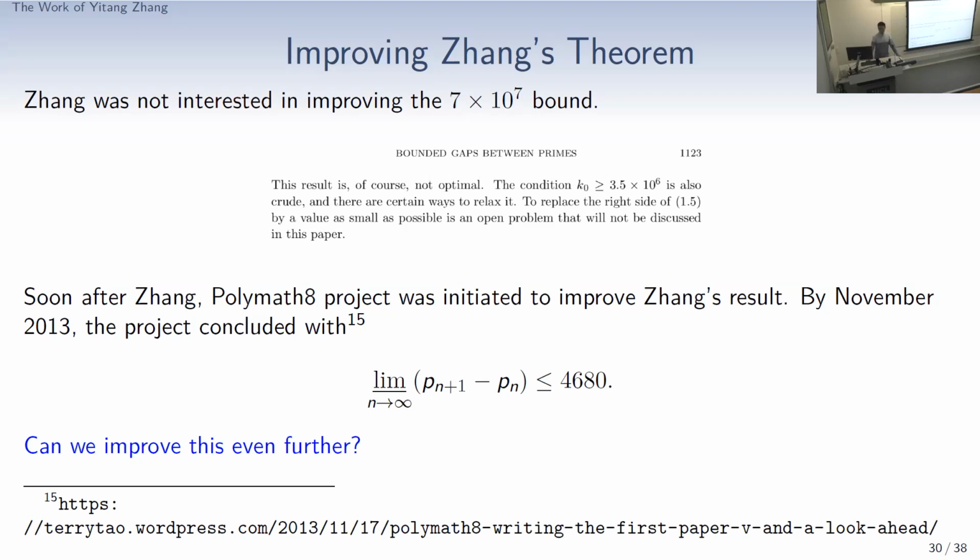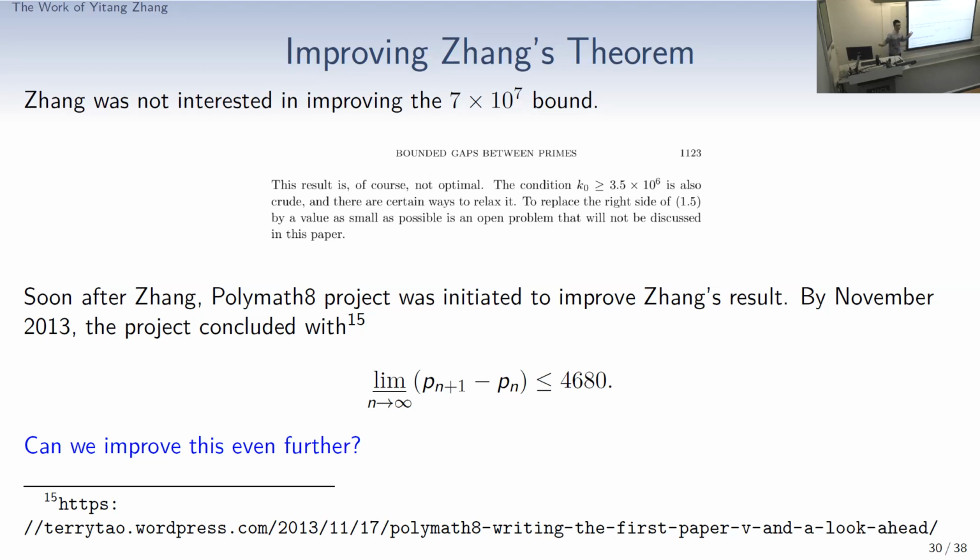So after Zhang, this Polymath 8 project, because there are many Polymath projects dealing with different problems, and by the time Zhang published his work it became the 8th one. There's a group of mathematicians working on it, including Terence Tao. This project was initiated to improve Zhang's result. And by November 2013, the 70 million was reduced to something greater than 4,000, which is really remarkable compared to the initial one.